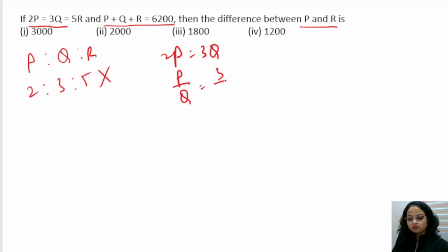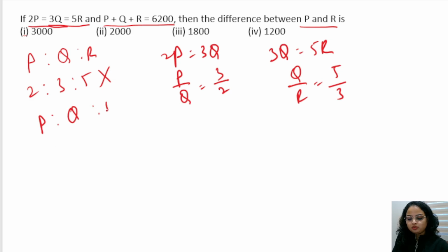P by Q is equal to what? It is 3 is to 2. And we'll take the next two terms. 3Q is equal to 5R. Q by R is equal to 5 by 3. So here P is to Q is to R is what? It is 3 is to 2 in the first one, and in the second one it is 5 is to 3. We have to make this Q the same.